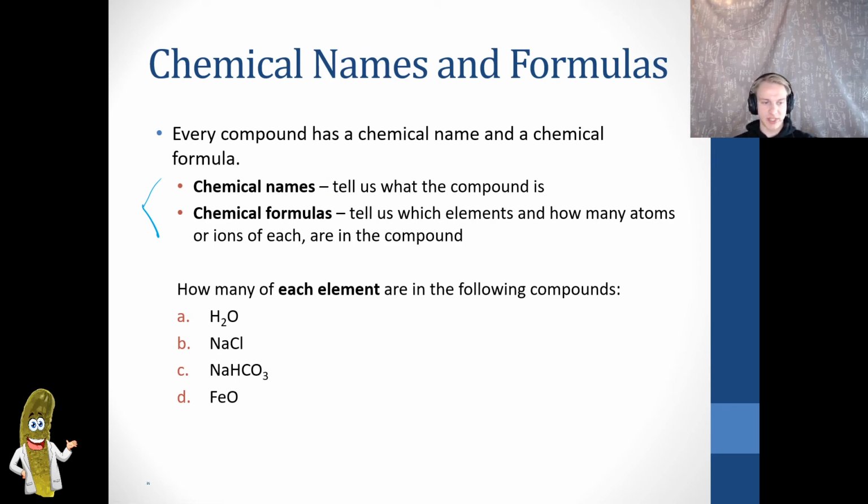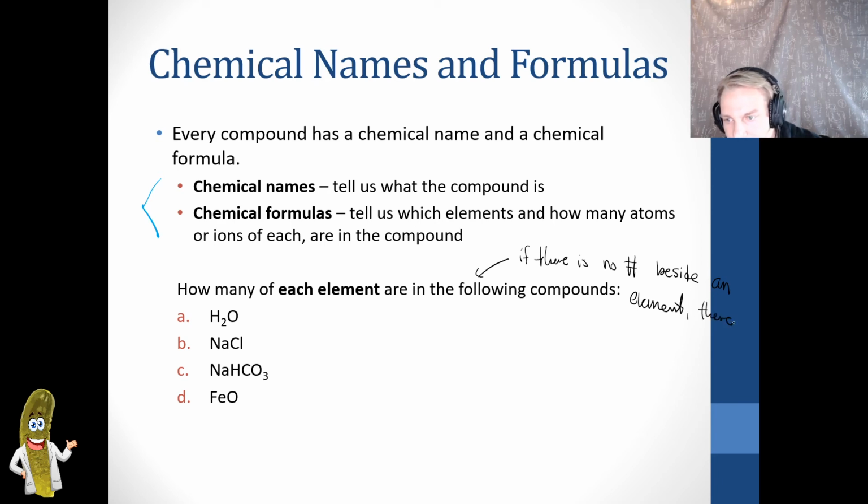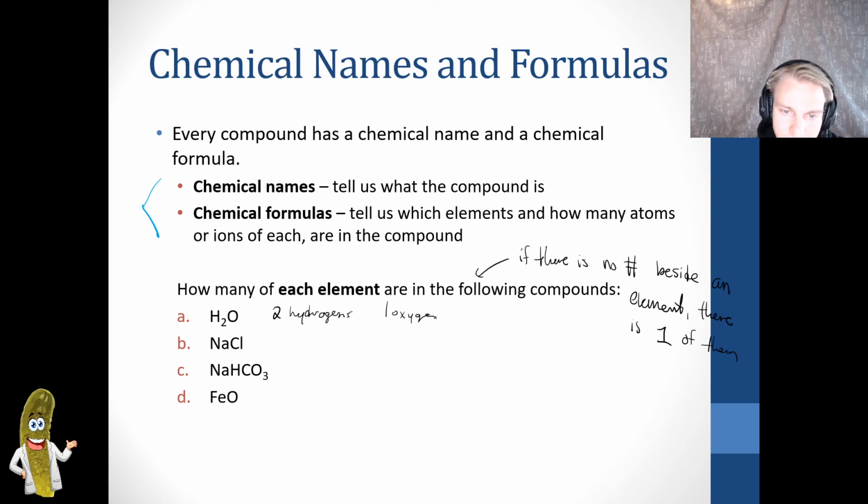So when we're looking at this bottom section, what becomes incredibly important for us to be able to identify is how many of each element we have in the following compounds. And kind of a rule that you need to know is that if there is no number beside an element, there is one of them. Chemists are really lazy. We don't like to draw our little ones. So when we look at H2O, we would say we have 2 hydrogens, and we would say that we have 1 oxygen.